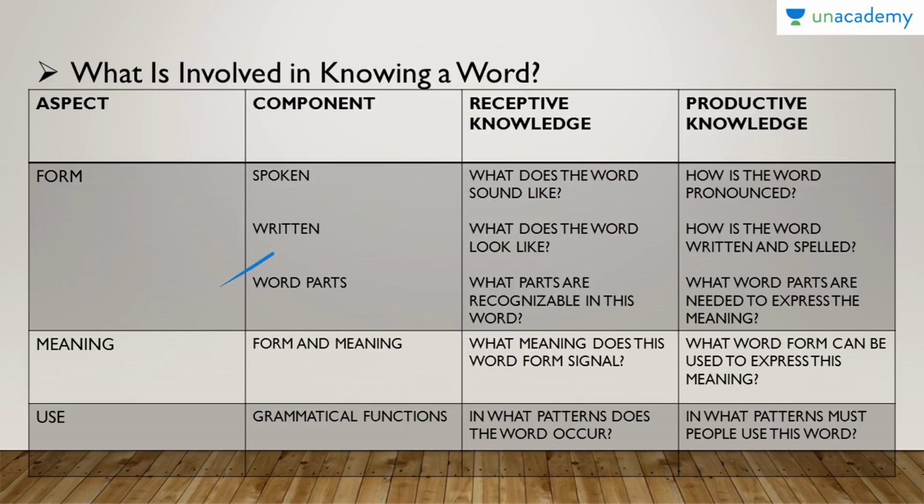Word parts. What parts are recognizable in this word? What word parts are needed to express the meaning? Meaning. Form and meaning. What meaning does the word form signal? What word form can be used to express this meaning? The use. Grammatical functions. In what patterns does the word occur? In what patterns must people use this word?